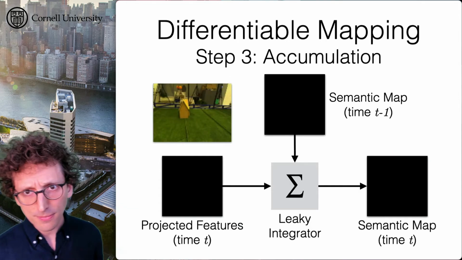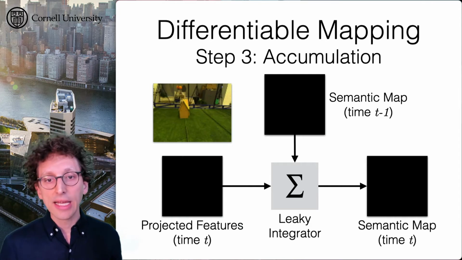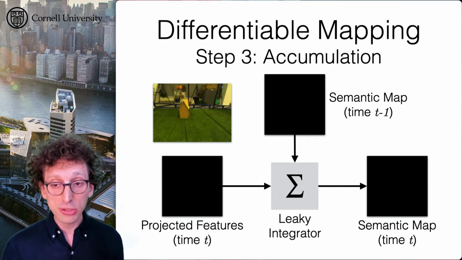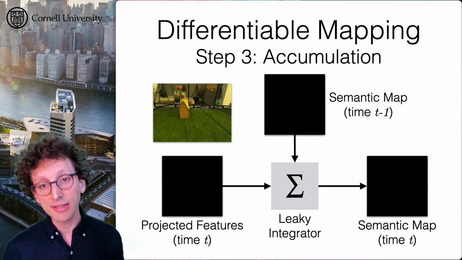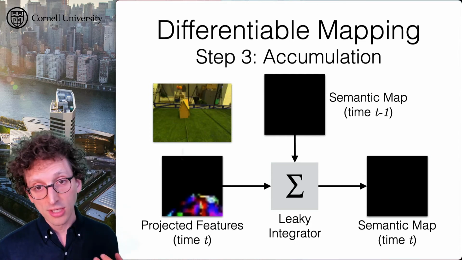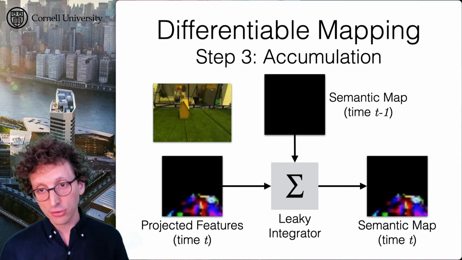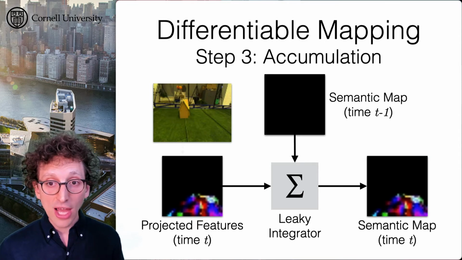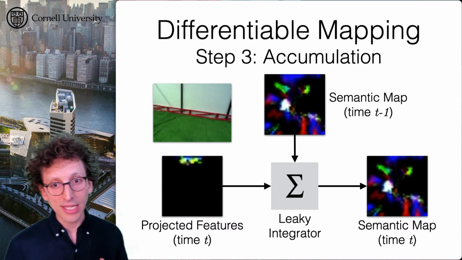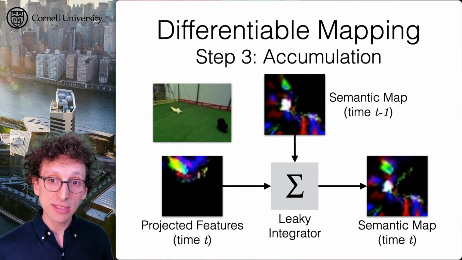We then accumulate these features over time, again using a deterministic process, to create the first of the two maps we construct. This is a semantic map of the environment. As we get projected features computed from the first-person view, we use a leaky integrator to create the semantic map. At each time step, we take the previous semantic map and integrate it with the new projected features to gradually construct a semantic map of the entire environment.